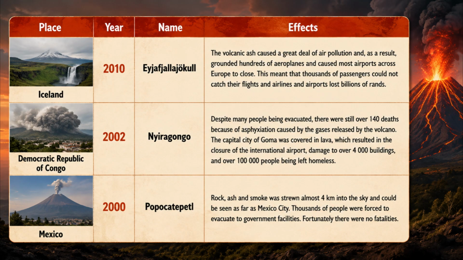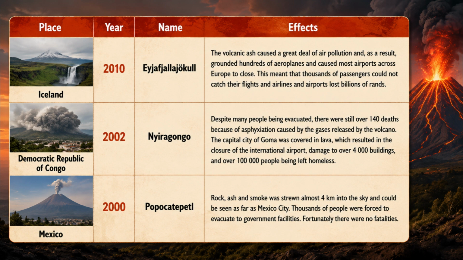Iceland. 2010. The volcanic ash caused a great deal of air pollution and, as a result, grounded hundreds of aeroplanes and caused most airports across Europe to close. This meant that thousands of passengers could not catch their flights and airlines and airports lost billions of rands.